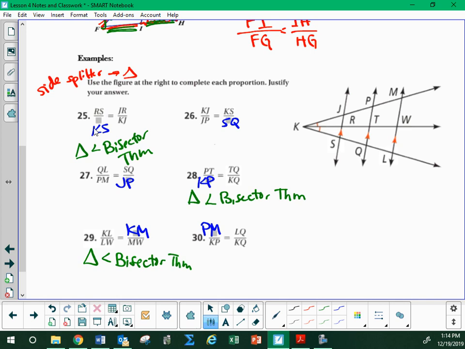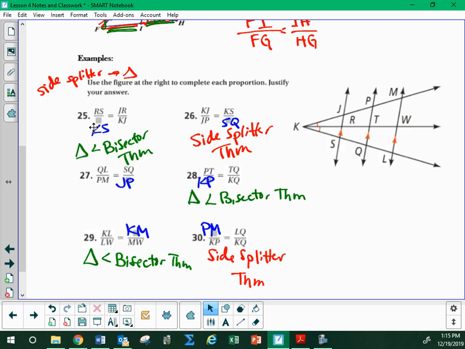All right, what was 26? Side splitter theorem. Good. Side splitter theorem. And the other side splitters? 30 was also side splitter. And then what was number 27? Corollary to side splitter. Good. Corollary to side splitter.